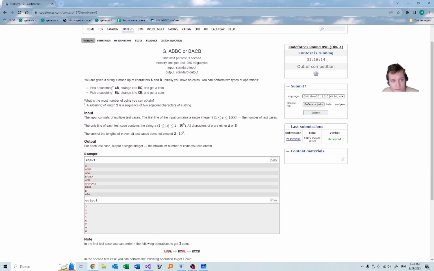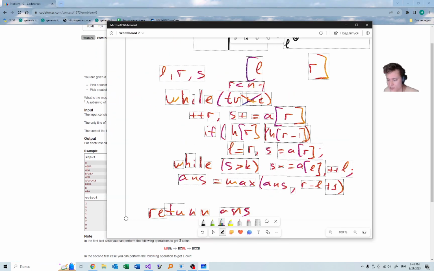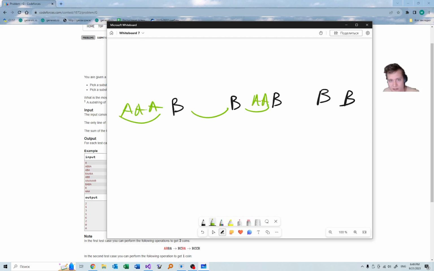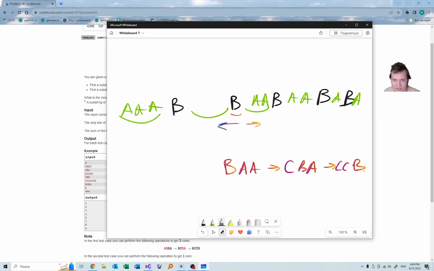Problem G. So what you needed to understand is there are several segments. So let's look at all B's. Between each of B's, there are several A's, maybe 0. For example, there are 3 A's, there are 2 A's, there are 0 A's, there are 2 A's, 1 A, 1 A. And what you can do is you can start moving B to either this direction or to this direction. So, for example, BAA goes CBA goes CCB. So B eats A's and produces C from the other side.